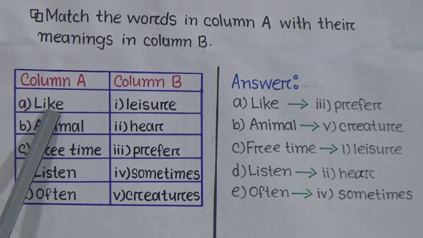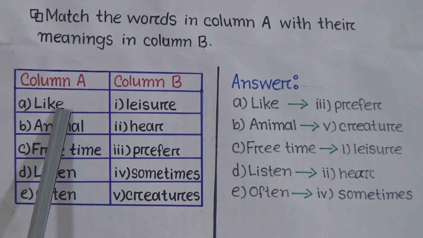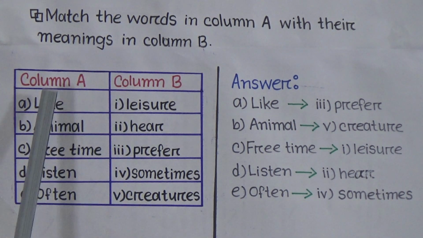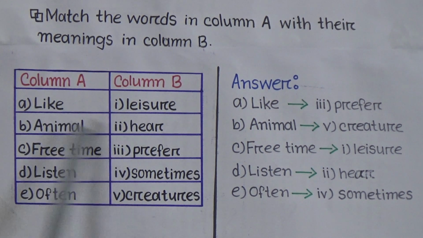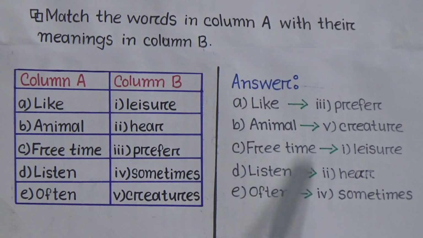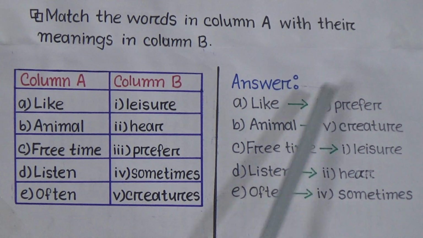So like means to prefer someone or something. Students, so it will be A with 3. From column A, it will be A with column B, it will be 3. So you have to write the answer like this. Like, and from column B, it will be 3. That means prefer. Like means prefer.